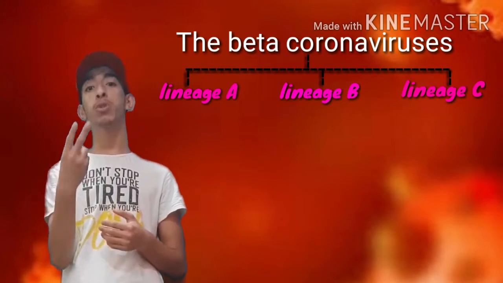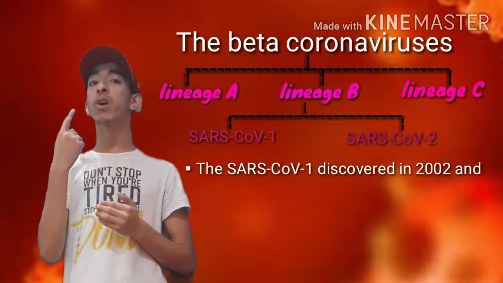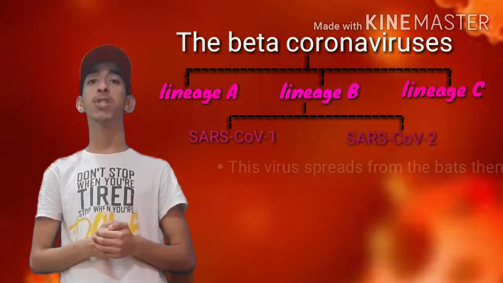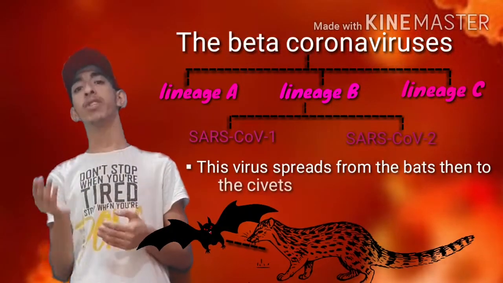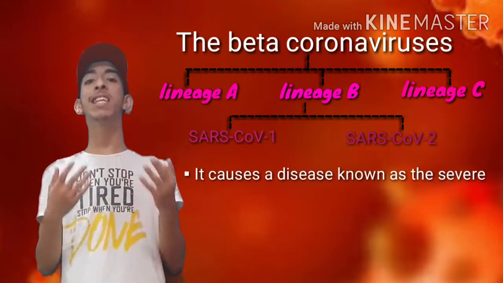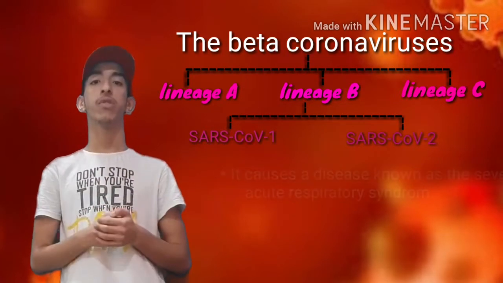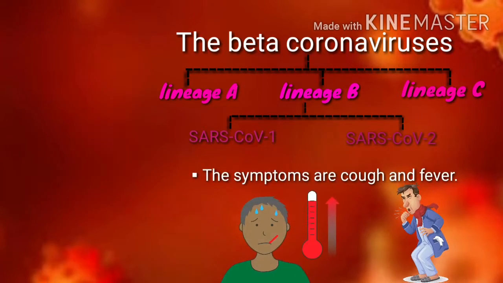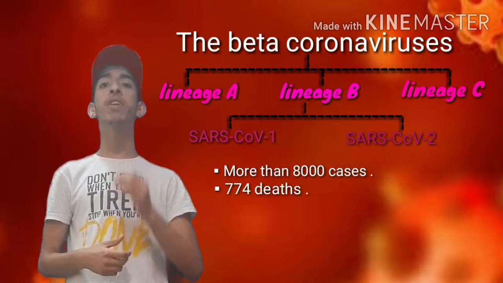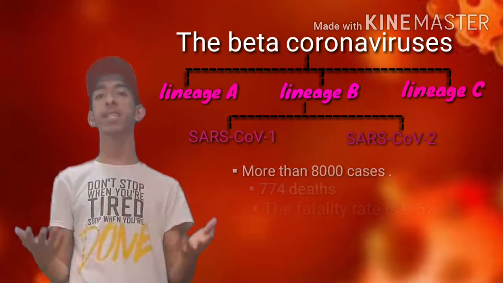Now we are in the beta coronaviruses in lineage B. In lineage B there are 2 species, the SARS coronavirus 1 and the SARS coronavirus 2. The SARS coronavirus 1 was discovered in 2002 and 2003 in China. This virus spreads from the bats, then to the civets, after that to the humans. After it infects the humans, it causes a disease known as the severe acute respiratory syndrome, the SARS. The symptoms are cough and fever. There were more than 8,000 cases and more than 747 deaths with the fatality rate of 9.6%.